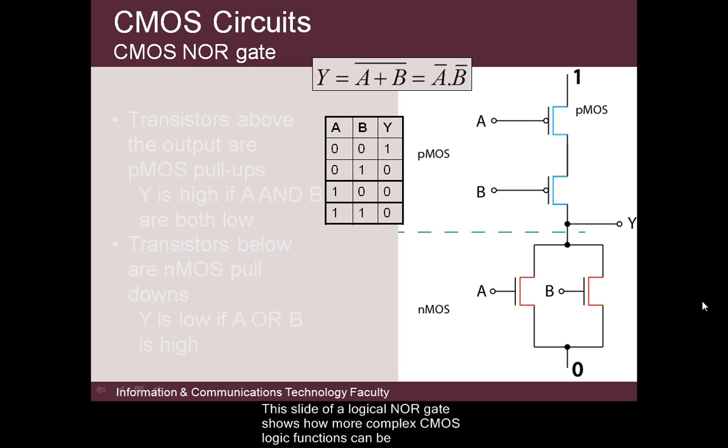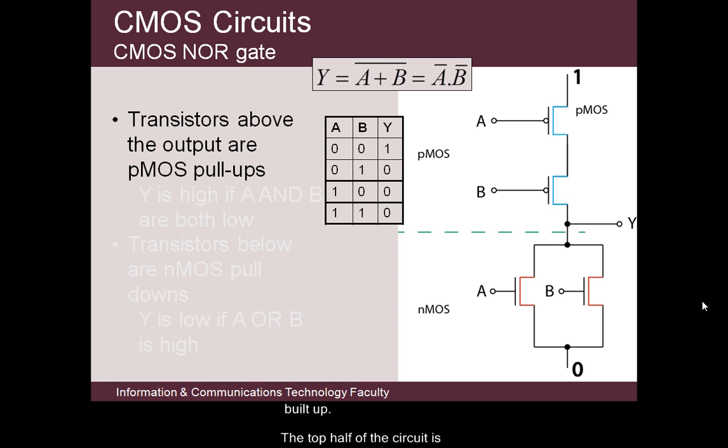This slide of a logical NOR gate shows how more complex CMOS logic functions can be built up. The top half of the circuit is made up of PMOS transistors that switch on when their input is a logical 0. Their function is to connect the output to the positive supply terminal, or logical 1, and they're known as pull-up transistors since they pull the output up to 1. The truth table for the required NOR function shows the output Y is 1 when input A and input B are both 0.